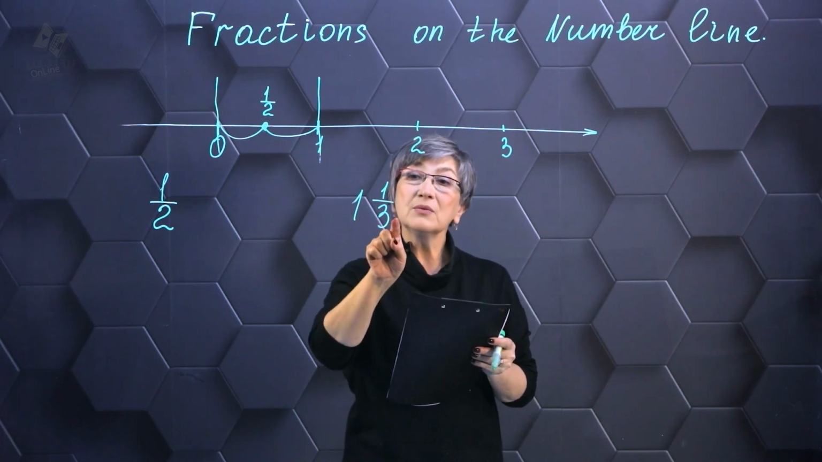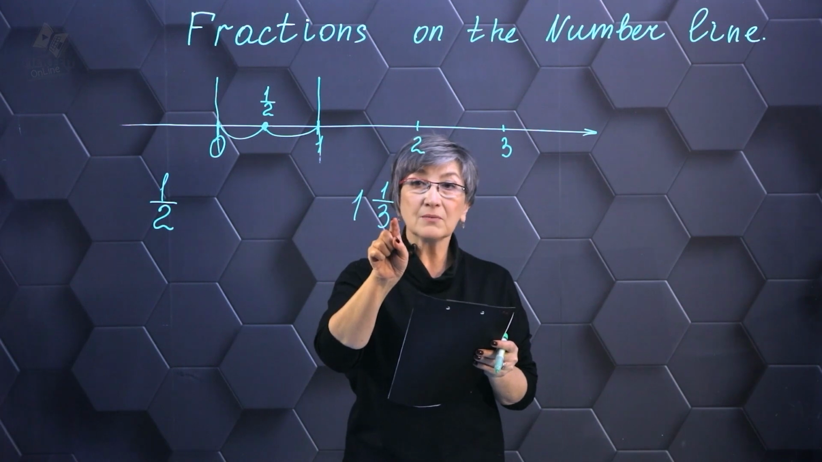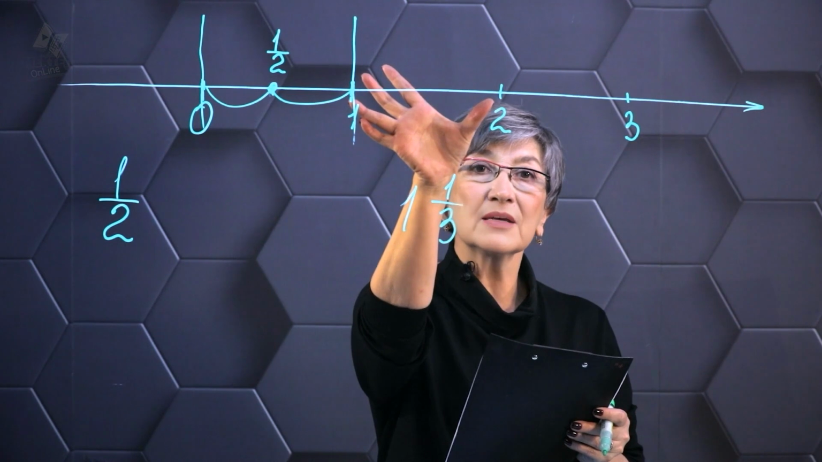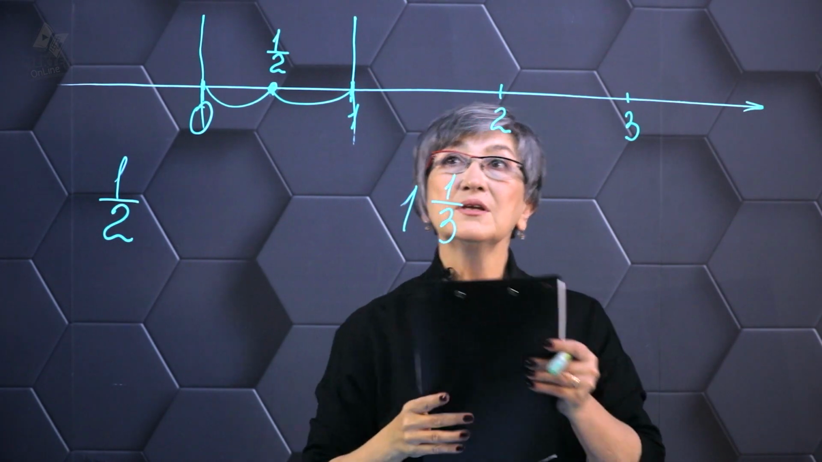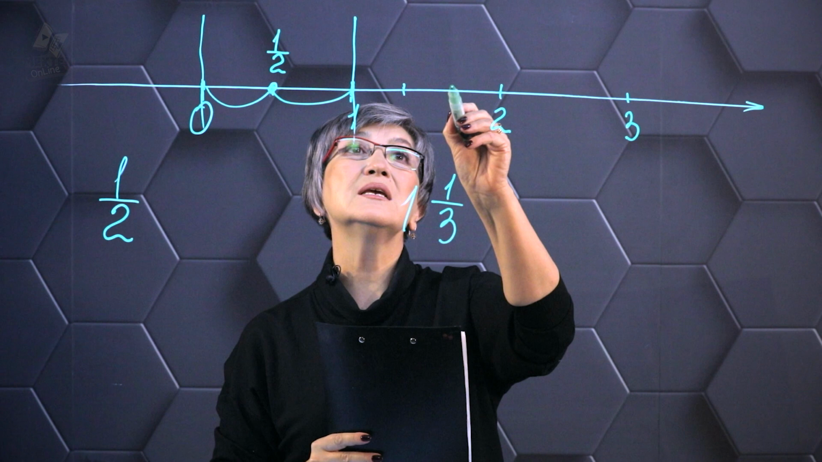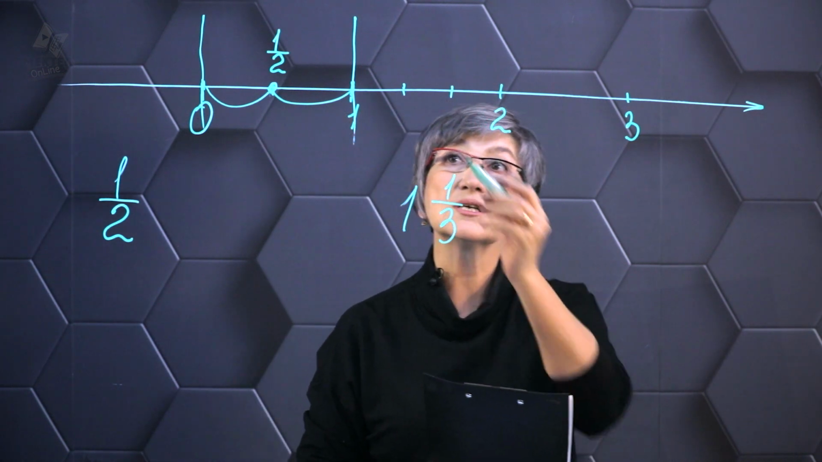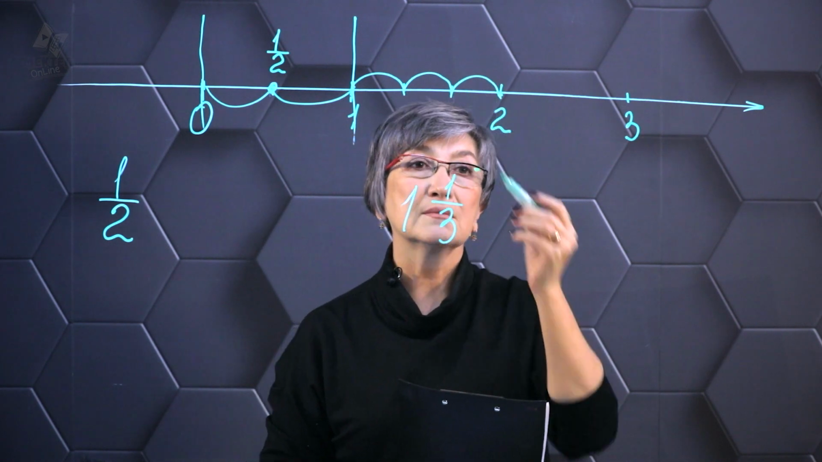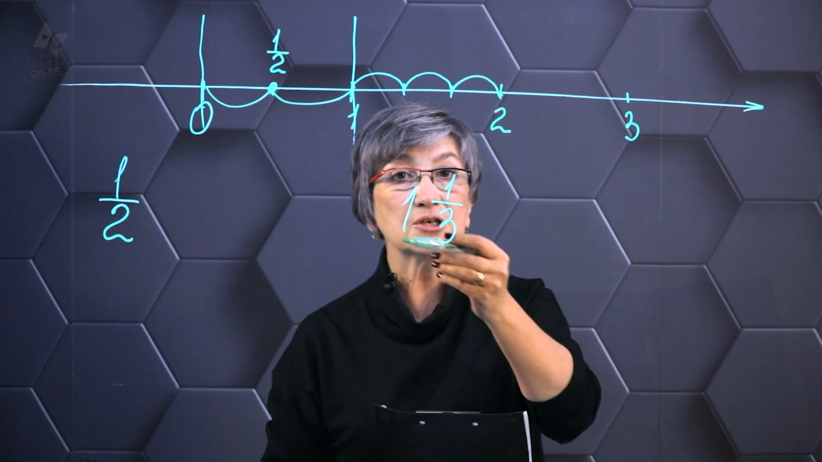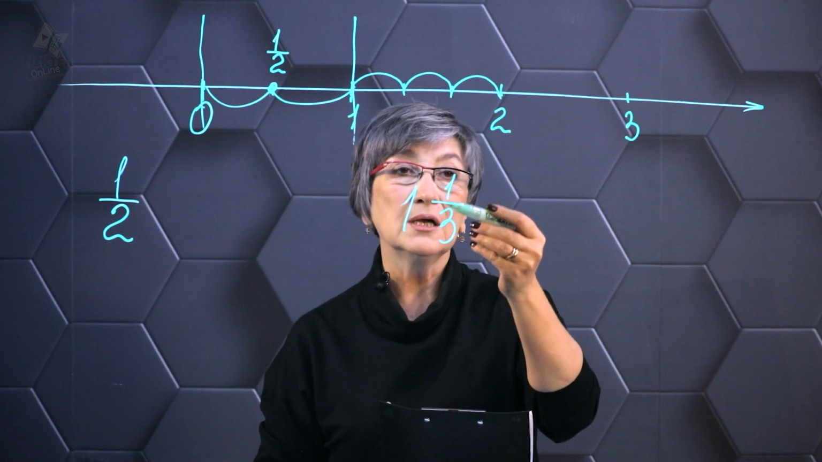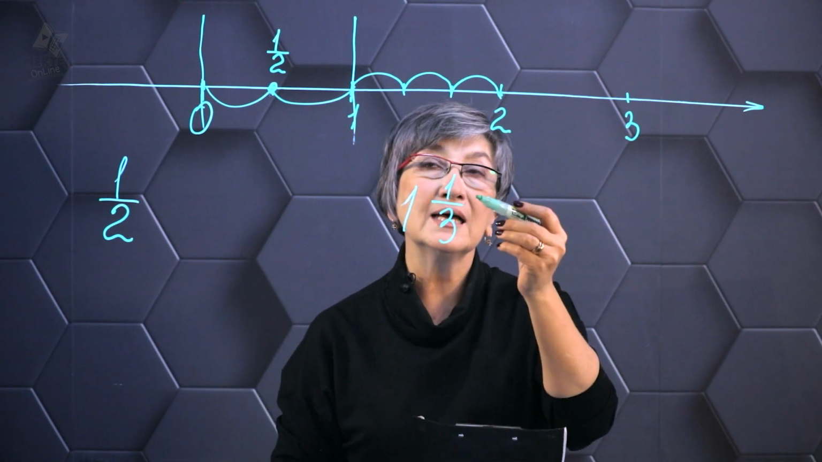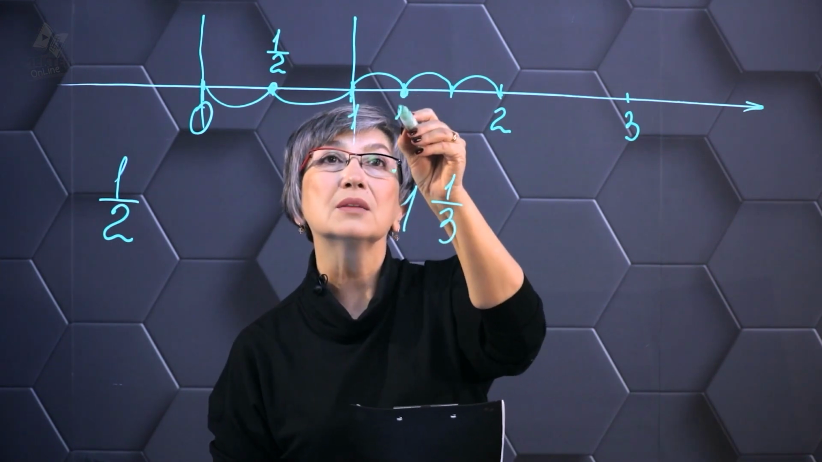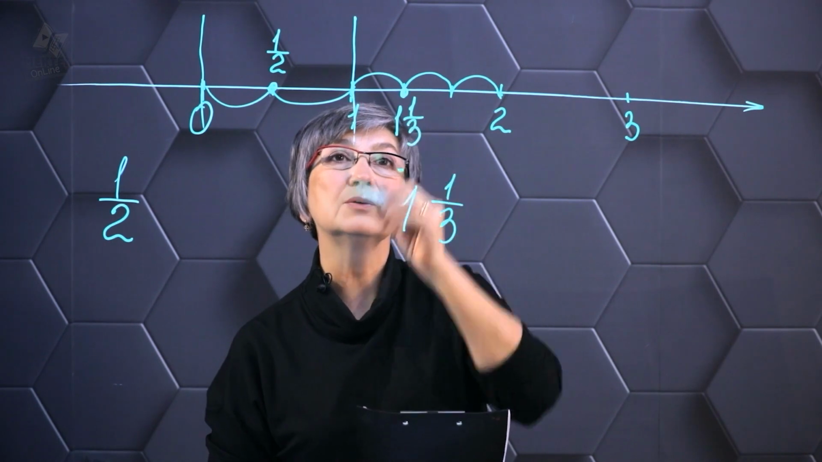Next, step 2, I pay attention to the denominator. It's 3. Therefore, I must divide this unit segment into 3 equal parts. And let's divide this piece into 3 equal parts. I did. 1, 2, 3. Now I need to label this number, 1 whole and 1/3. So I'll take 1/3. And this dot, that's 1 whole, 1/3.